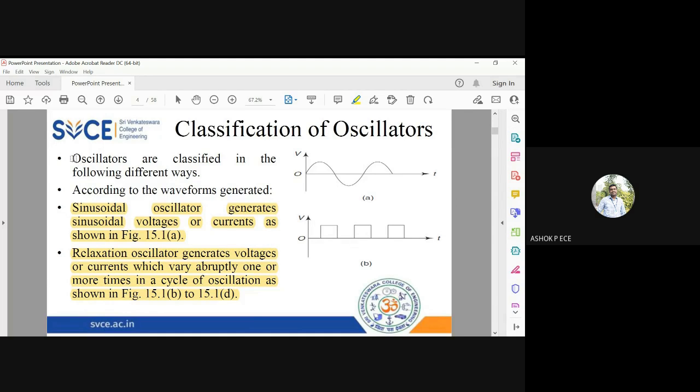And such square wave oscillators have been given another name called relaxation oscillators. Relaxation means the oscillators will have more off time and they will be on only for a very short period of time. So they are also called relaxation oscillators.